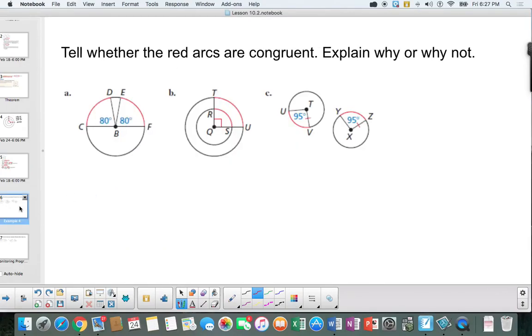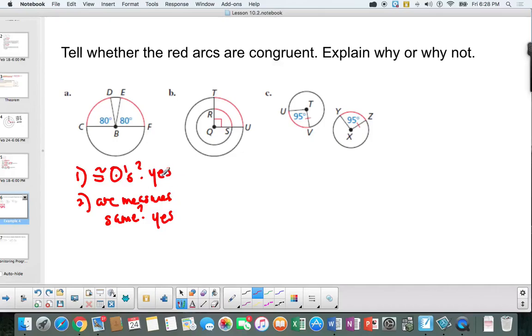Okay, tell whether the red arcs are congruent, and explain why or why not. Let's take a look at the red arcs. One, are they from congruent circles? The answer is yes, they come from the same circle. Two, are the arc measures the same? Yes, they're both 80 degrees, so the answer is yes. So when you can say yes to congruent circles and yes to the arc measures being the same, then you can say yes, the red arcs are congruent.